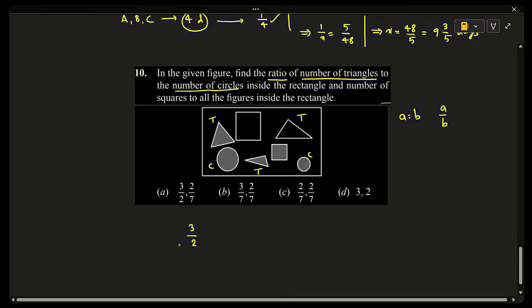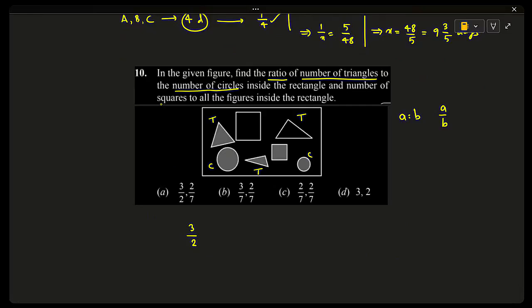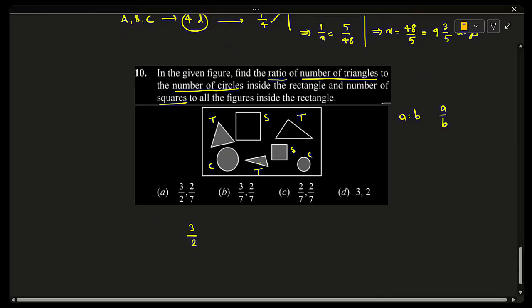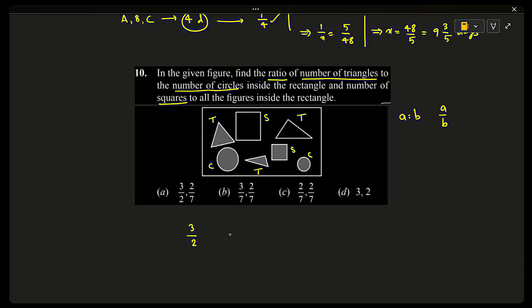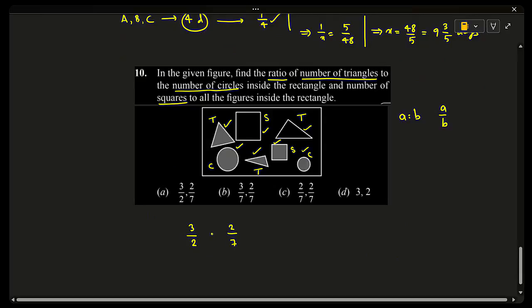And another one, that is the number of squares. How many squares are there? 1, 2. 2 squares are there, out of all the figures inside the rectangle. We can write 2. So in total, how many figures are there? 1, 2, 3, 4, 5, 6, 7. So you can write 2 by 7. So 3 by 2, comma, 2 by 7. That is option A. So we're done with the first 10 questions.